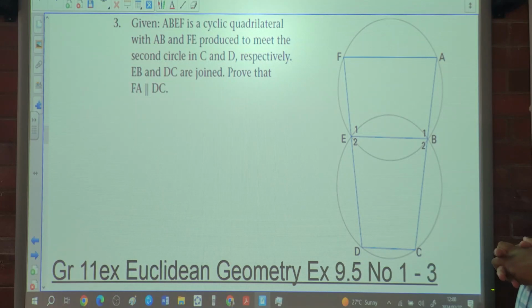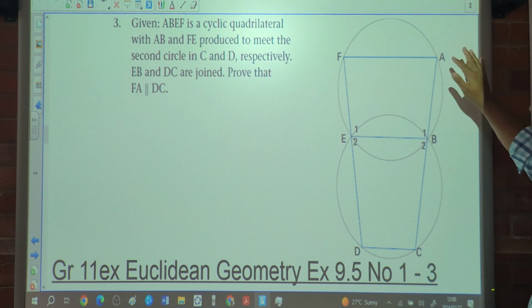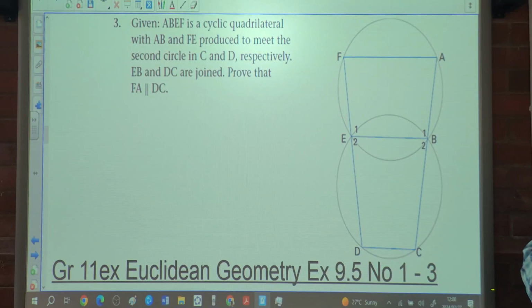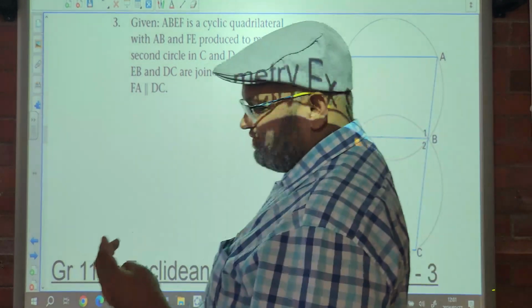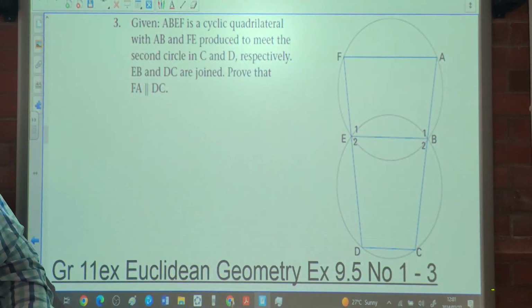Then we are told that EB and DC are joined. Prove that FA is parallel to DC. So if lines are parallel, what do we know? Alternate angles are equal, corresponding angles are equal, and co-interior angles are supplementary. For us to prove that two lines are parallel, we prove that alternate angles are equal, corresponding angles are equal, or co-interior angles are supplementary. If we can prove any of those, then the lines are considered to be parallel.